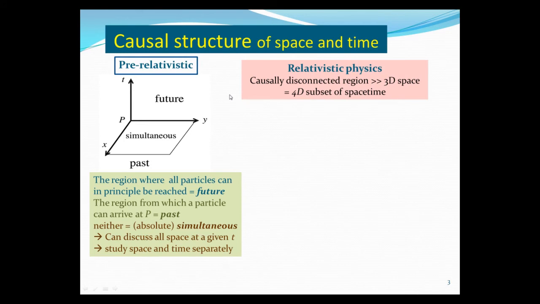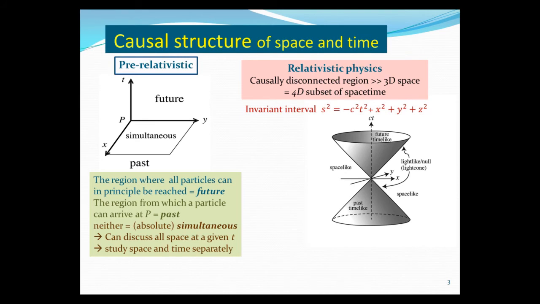In relativistic physics, we will find that the causally disconnected region, in which you cannot have a cause-effect connection, is much larger than just a three-dimensional space. In fact, it's a four-dimensional subspace of space-time. Remember that we have the invariant interval, whose s value does not change in any coordinates. So we can use the s value to characterize the regions in space and time because it does not depend on coordinates. Again, we are talking with respect to the origin; remember, x and y are intervals from the origin.